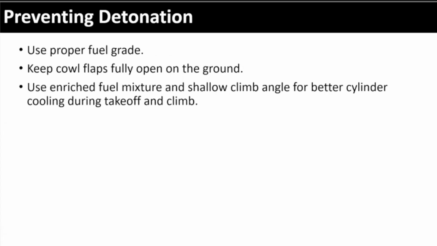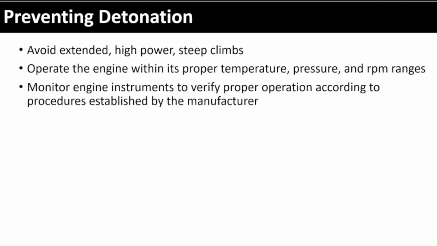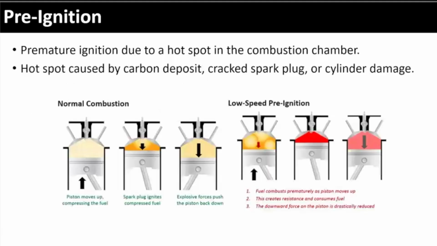Again, detonation, how do we avoid it? Use the cowl flaps. None of the planes we have have cowl flaps, but cowl flaps are used to increase or decrease the airflow around the engine. If it's too cold, you can close the flaps to keep the engine warm. If it's too hot, you can open them up to get that airflow over the engine. And use an enriched fuel mixture and a shallow climb angle for better cylinder cooling, as we just talked about. If you're in a steep climb, you want to make sure that the mixture is rich. If you lean it out in the climb, it's not going to help maintain your cylinder head temperatures.